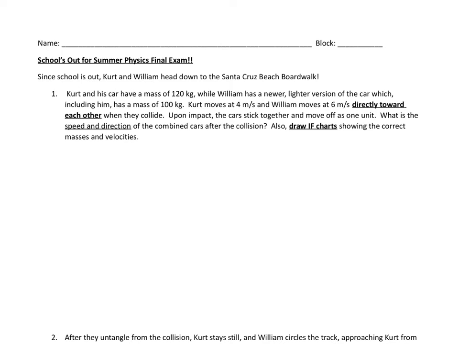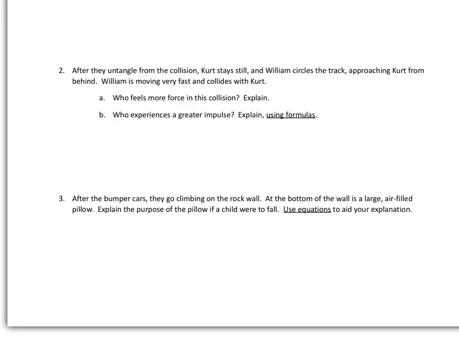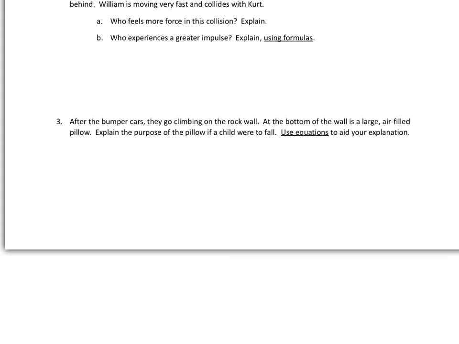Alrighty, so let's go ahead and do problem number 3. It says after the bumper cars hit, oh no, they fall into this pillow, and we wanted to talk about what the pillow's purpose is. A lot of you wrote that the pillow cushions the fall. I know that it cushions the fall, but you need to talk about why cushioning actually matters in terms of impulse and momentum. So specifically what we have is Ft equals mv final minus mv initial.